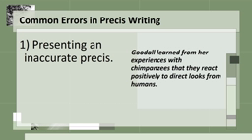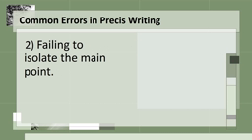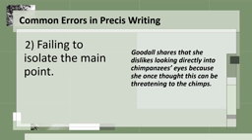Why is it inaccurate? What makes it inaccurate? That they react positively. Okay? Because in the original, it simply says a chimpanzee will understand and may even return the look. It doesn't mean positive altogether, right? Second, failing to isolate the main point. Okay, in précis writing, you're after the main idea, of course. So if you're writing something like this: Goodall shares that she dislikes looking directly into the chimpanzee's eyes because she once thought this can be threatening to the chimps.